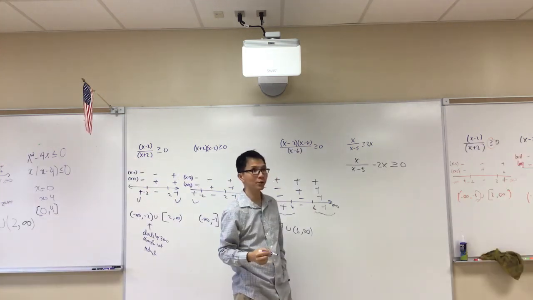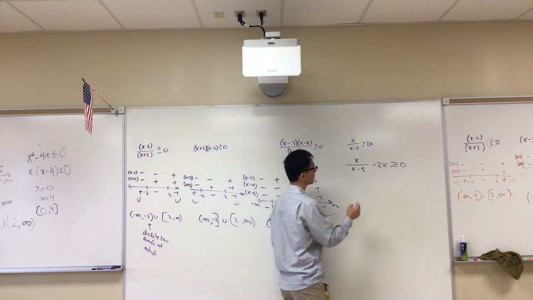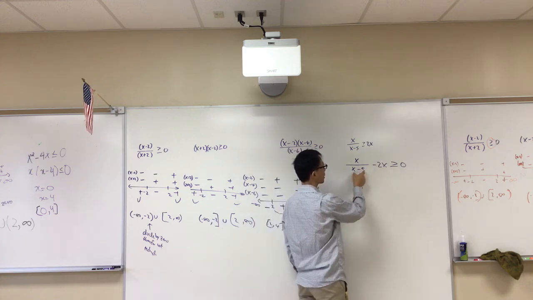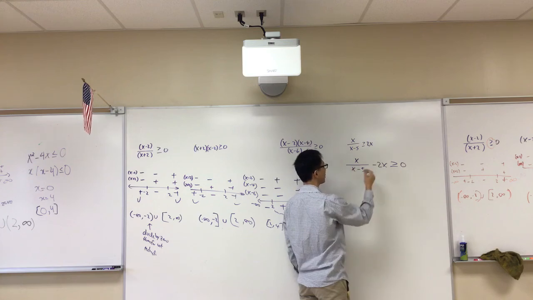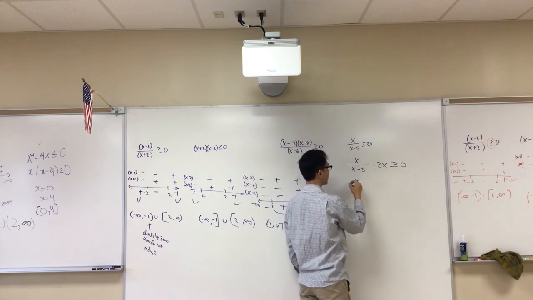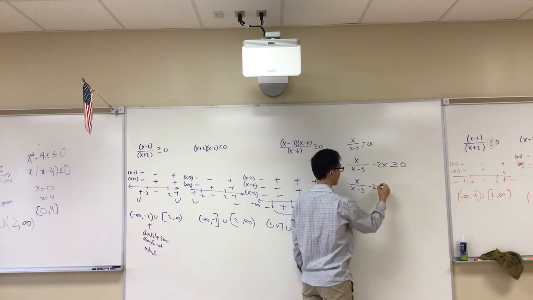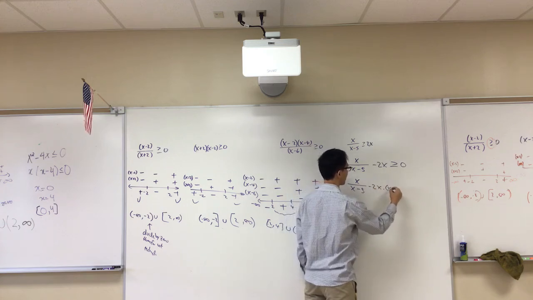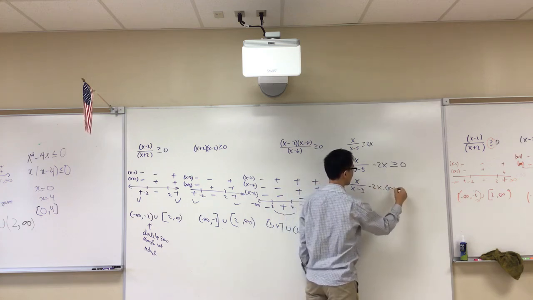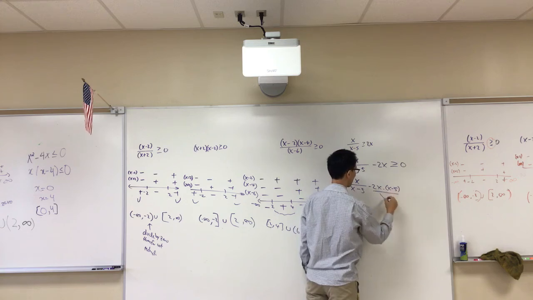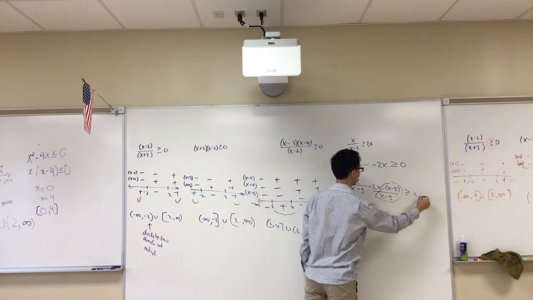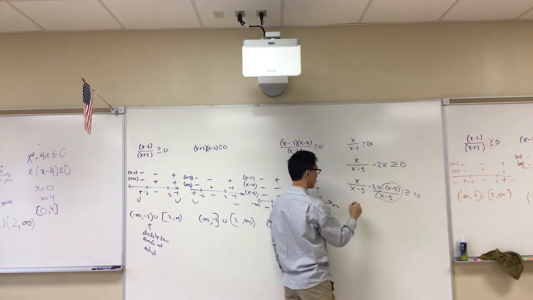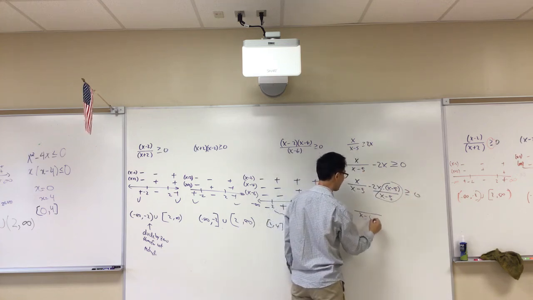I'll subtract the 2x to the other side. Now the problem is these are two different things. I need to make sure they have a common denominator. So I'm going to multiply this by x minus 2, x minus 5 over x minus 5, because this one is 1. And then I will have x minus 5 on the bottom.